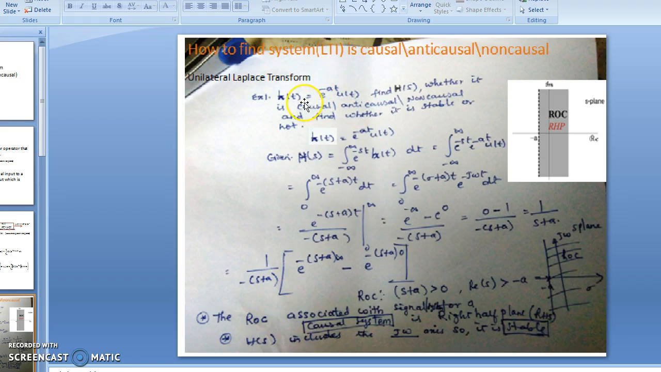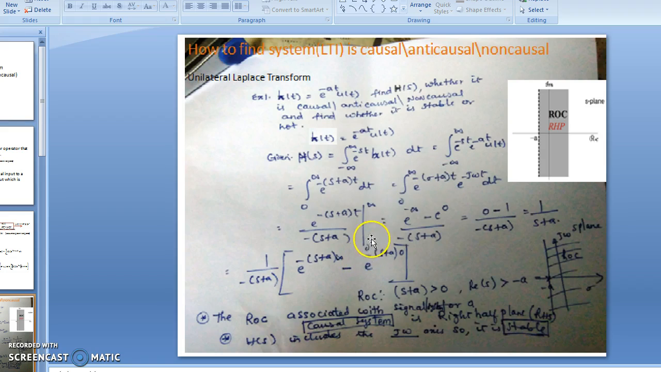LTI system. Now, the first example we'll take is for a unilateral Laplace transform, that is h(t) is given by e to the power of minus at u(t). Now H(s) is equal to integration from minus infinity to infinity of e to the power of minus st h(t) dt. Now as the given function is a positive function, the limit changes from 0 to infinity. Now integrate. After substituting the limit, H(s) is equal to 1 over s plus a.